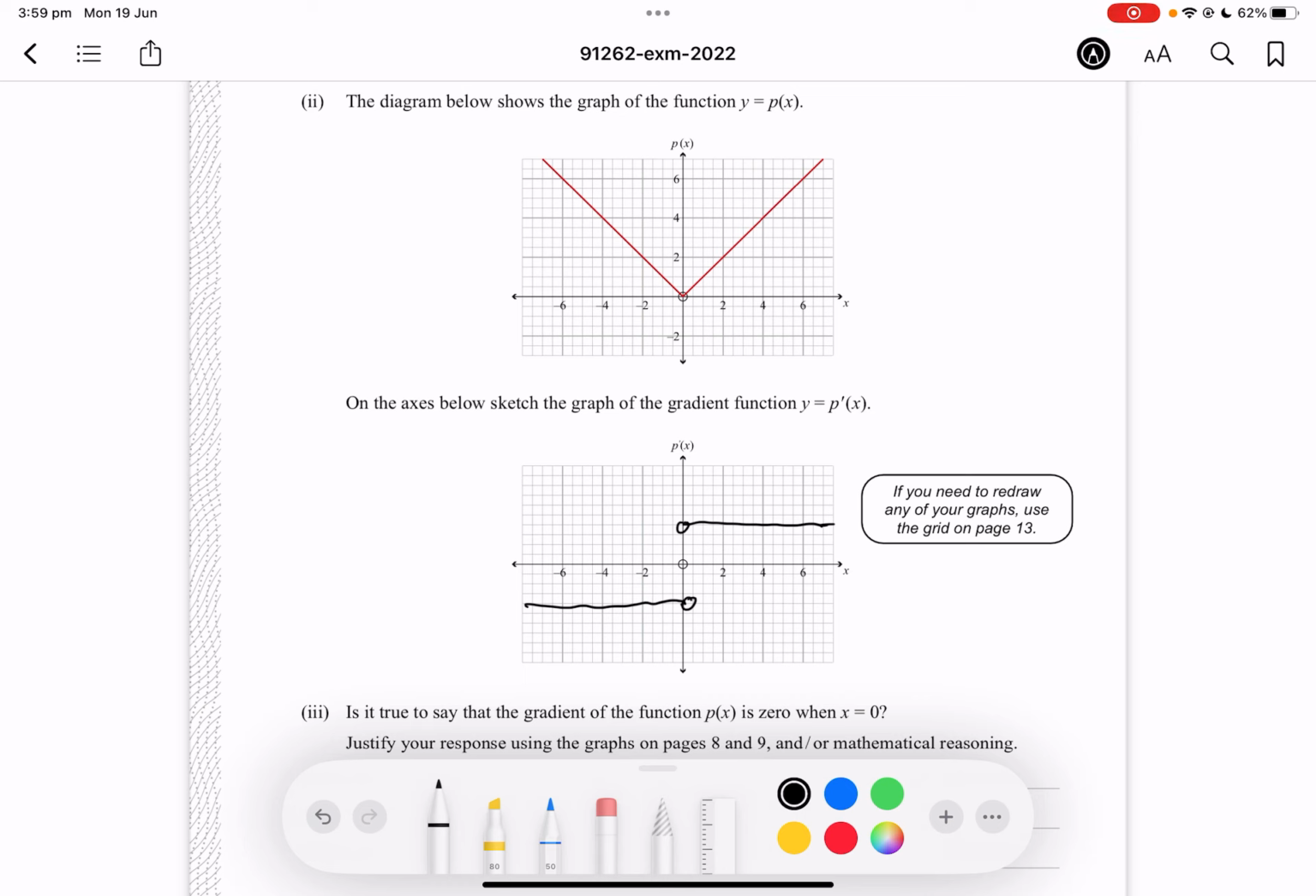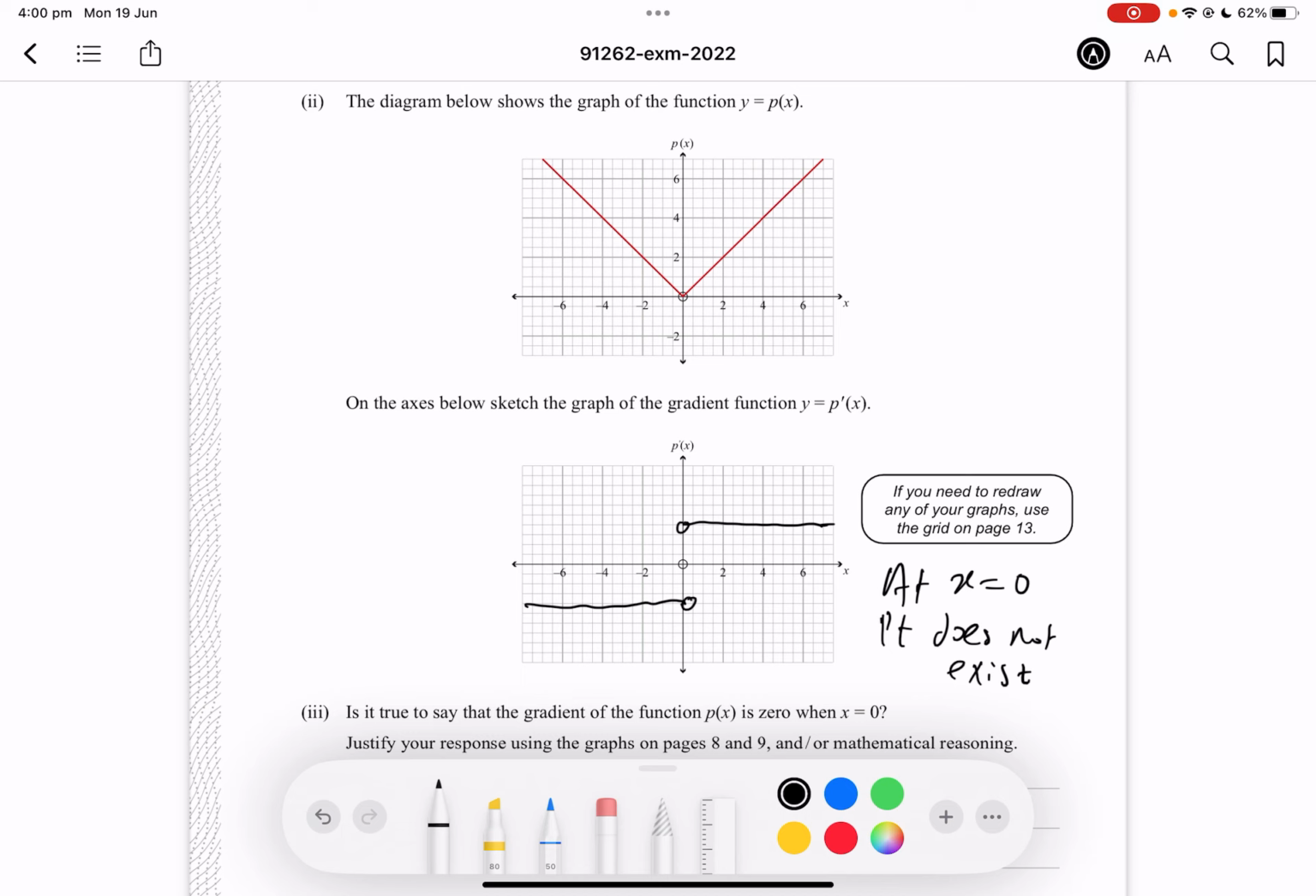And the open circle just means that the value doesn't exist at the point x equals 0. So at x equals 0, the point doesn't exist, and the reason that it doesn't exist is because at that point, the graph is not differentiable.